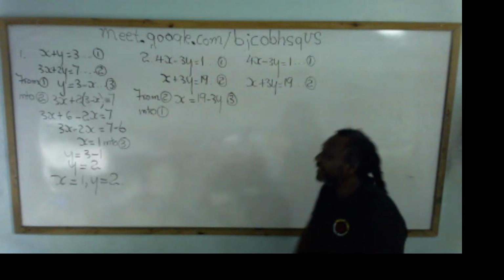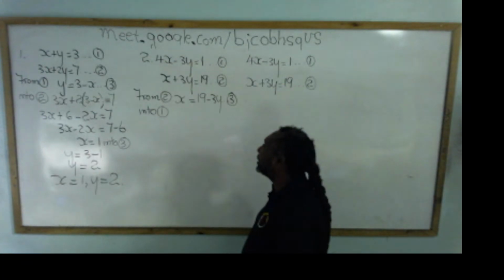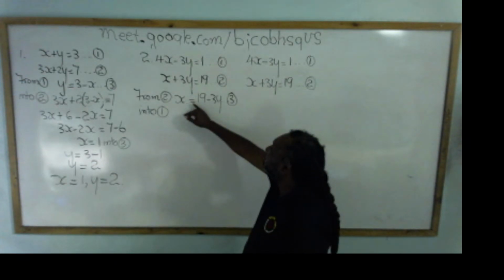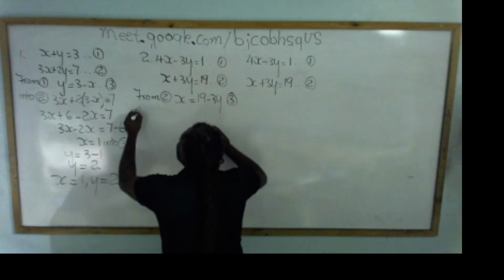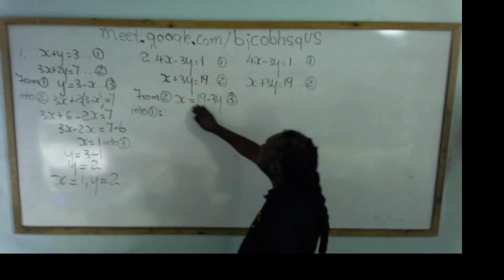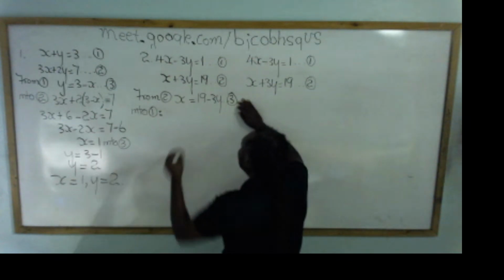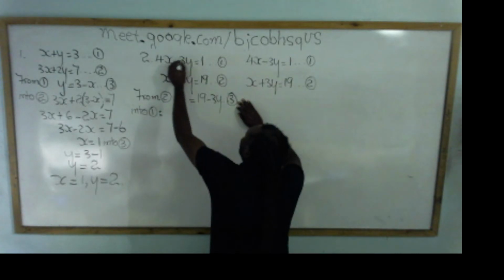Let's go. So we are taking from equation 2 and we are going to put that into equation 1. So we see that x is equal to 19 minus 3y. We're going to put that into equation 1. So we have 4x minus 3y is equal to 1.